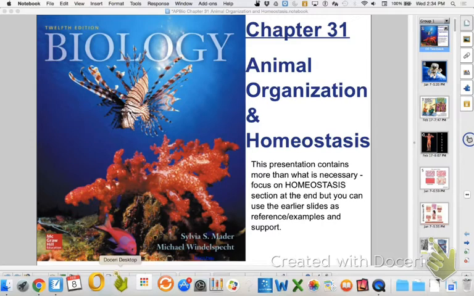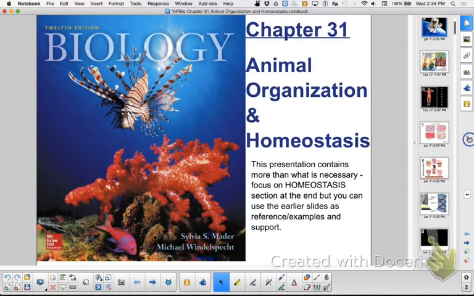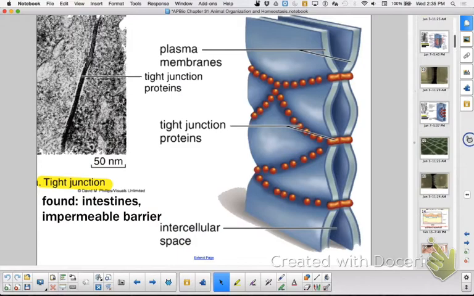So we have two chapters to review, 31 and 32. Also, I want to remind you there is a shadow lurking. Who is the shadow? The shadow knows. Chapter 3. So you want to make sure you look over that. That's independent review, but it forces you to get ready for your AP exam. Okay. So issues with chapter 31, animal organization, but we're focusing on what? Homeostasis.